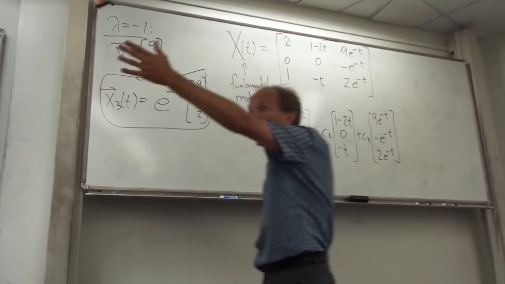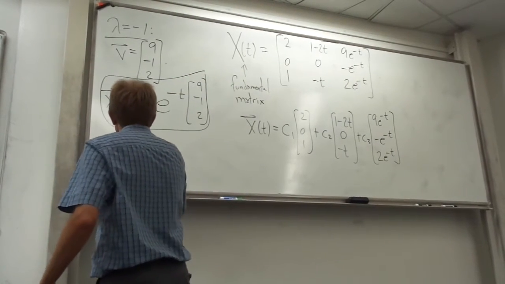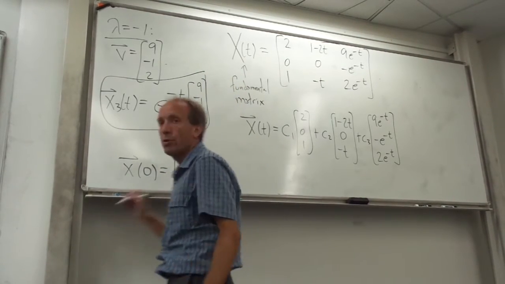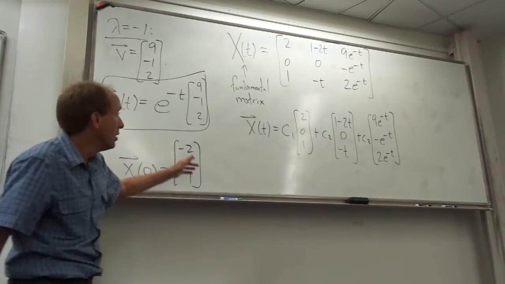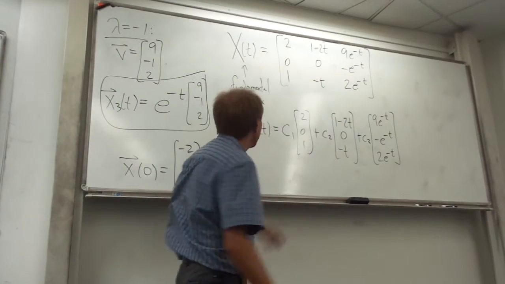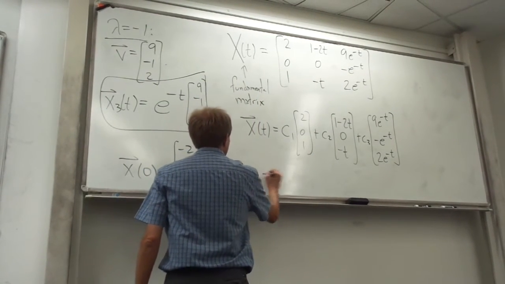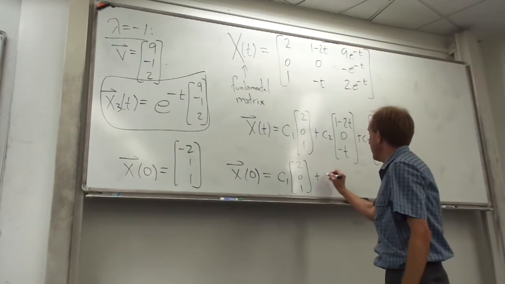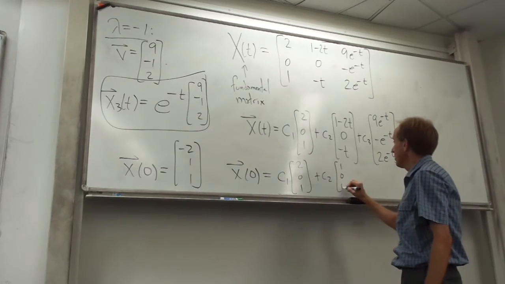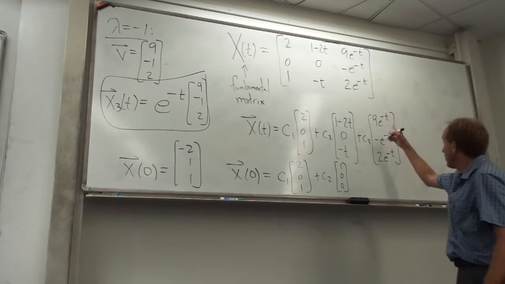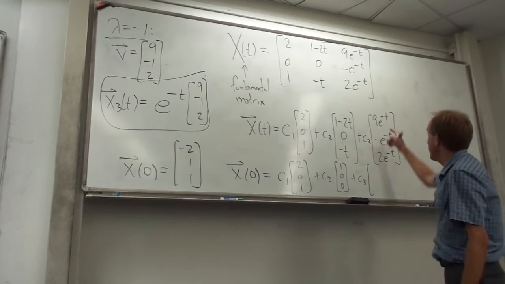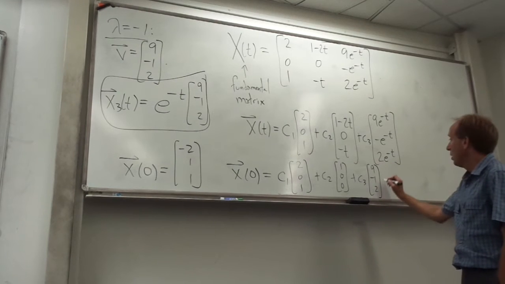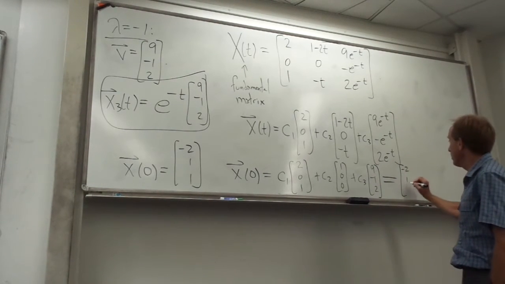Now, there was an initial condition given. I'll just write it down again here for those of you watching from home so you can see it right on this board. Negative 2, 1, and 1. That was the x of 0. So if I put in 0 for t here, let's just see what happens. We're going to get C1 times 2, 0, 1. I'm putting in 0 for t everywhere, so 1, 0, 0 times C2. And then the third one, when I put in 0 for t, of course, e to the 0 is just 1. So I'm just going to get 9, negative 1, and 2. All of that has to equal negative 2, 1, and 1.